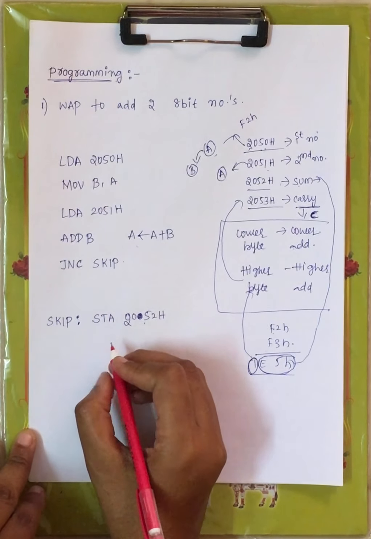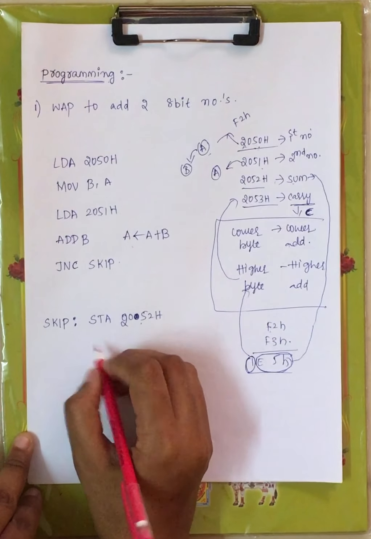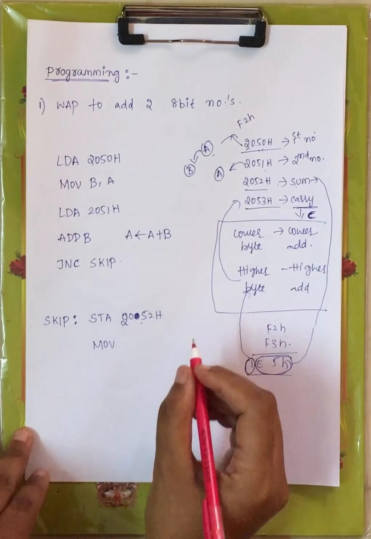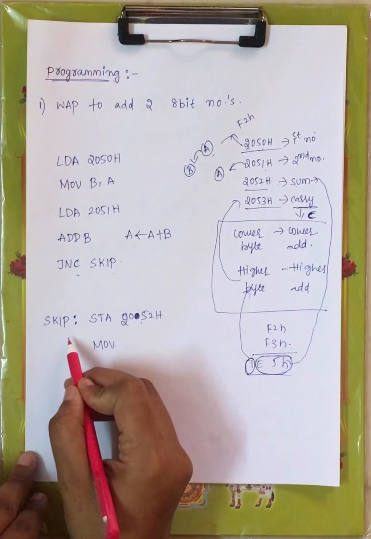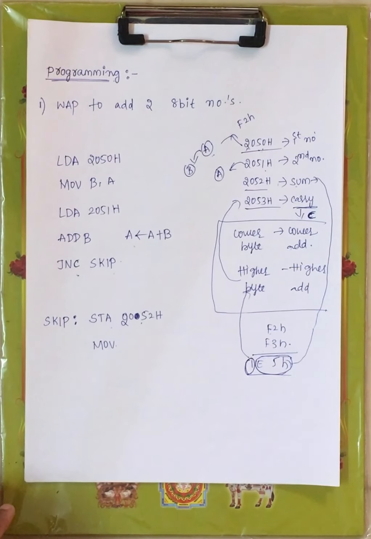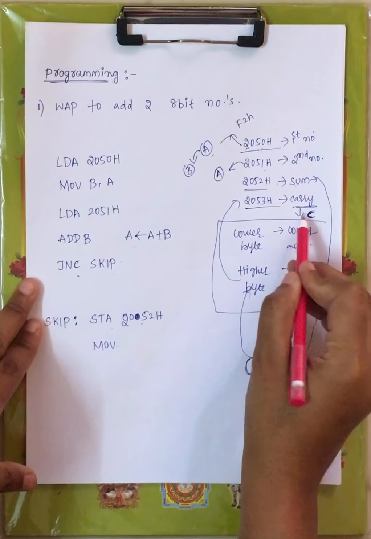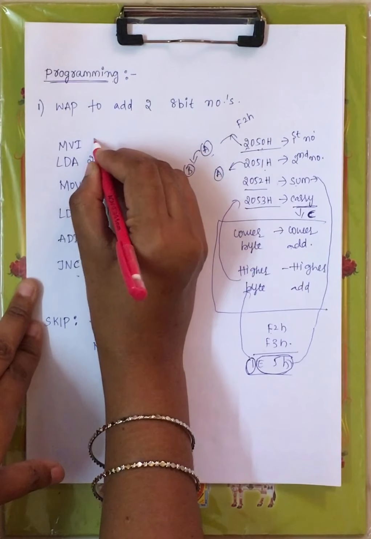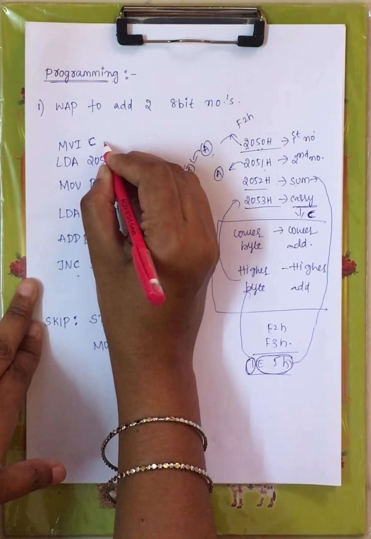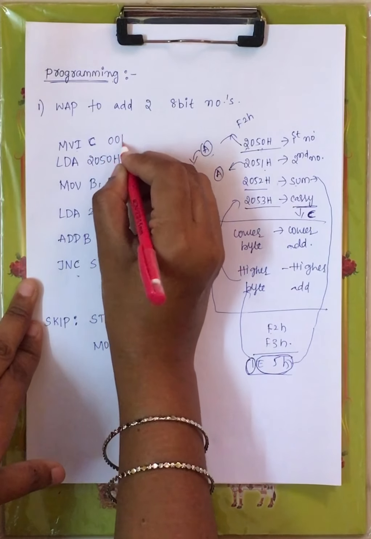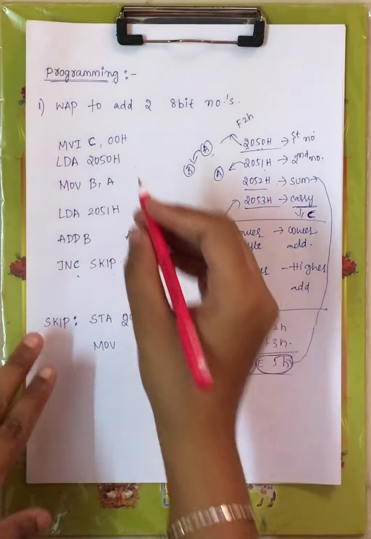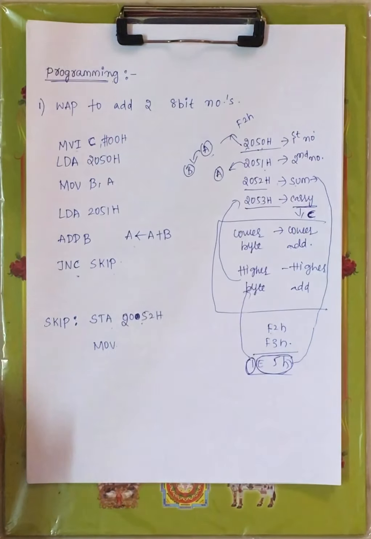Next, what do we have? Jump if no carry, I have given skip, that is STA 2052H. Now how to check if there is a carry? Initially I said the carry is stored in your C register. Before that I am specifying the instruction MVI C, 00H, that is move immediate C comma #00H.